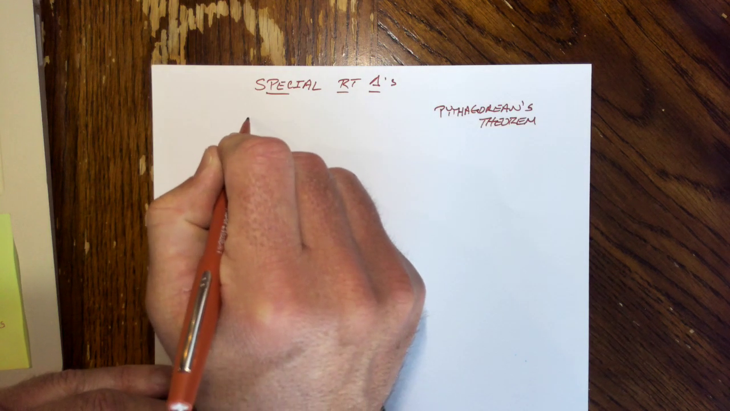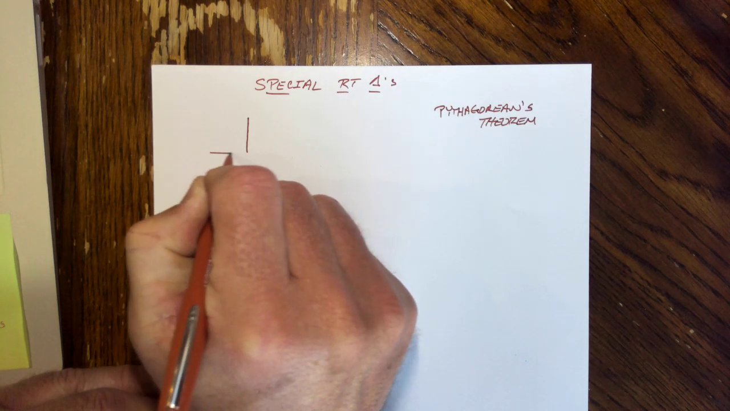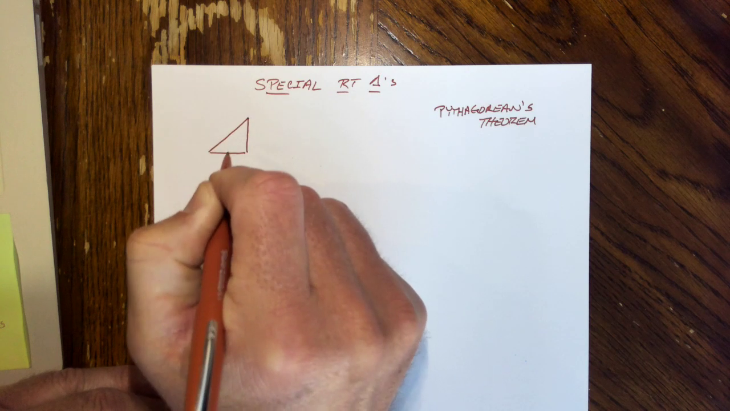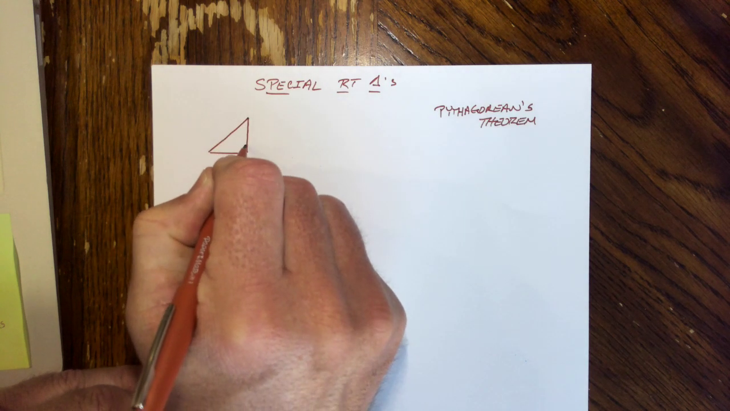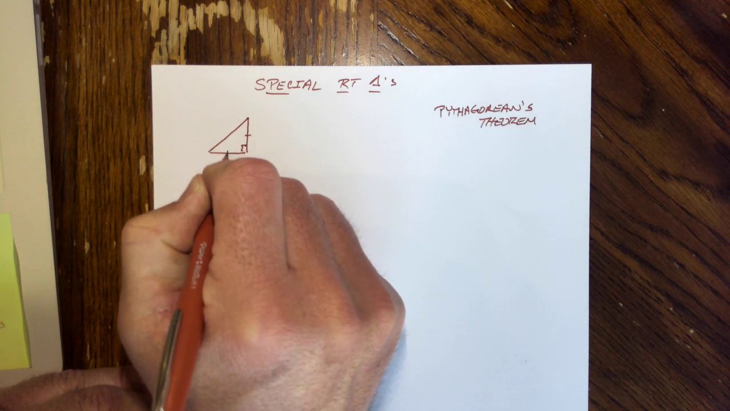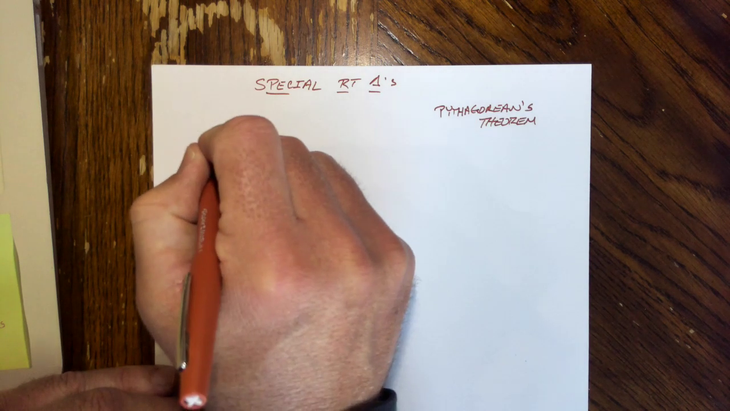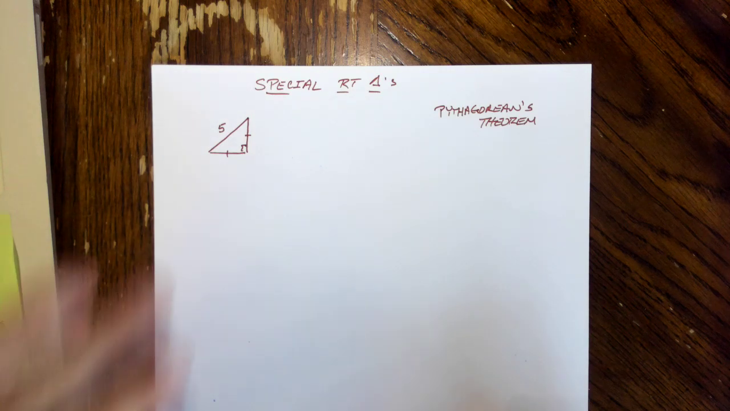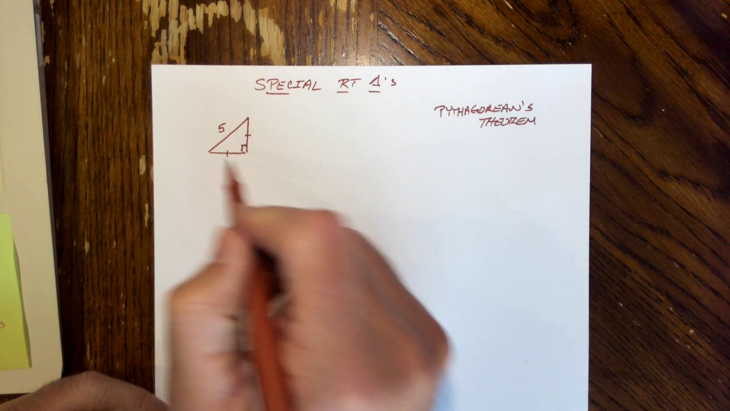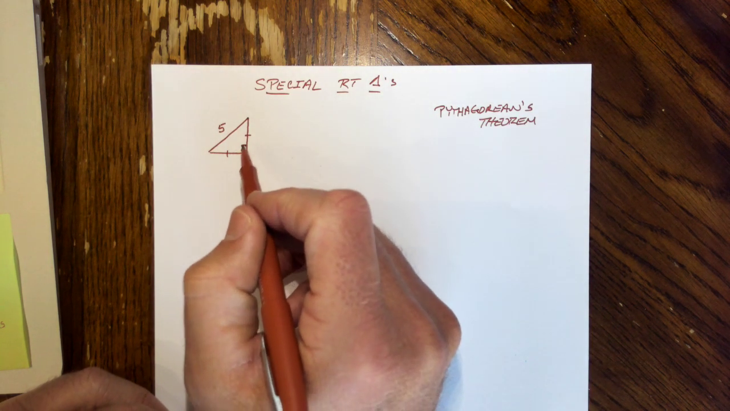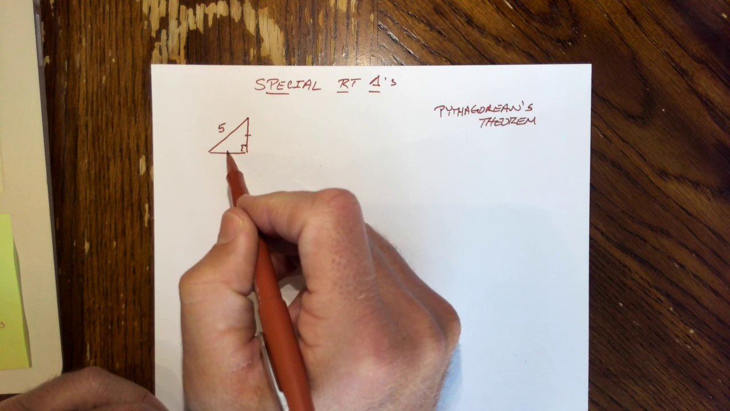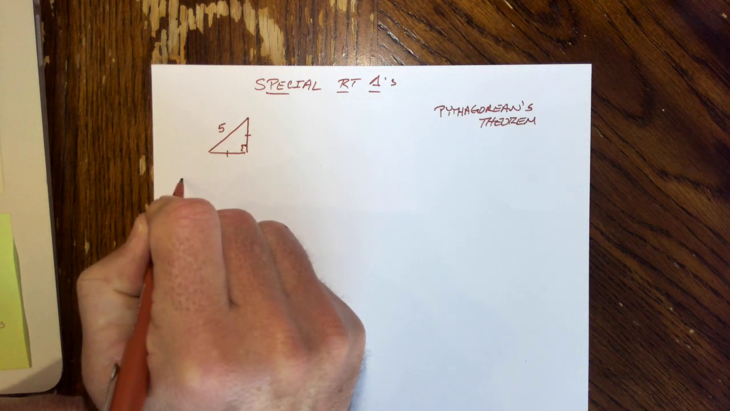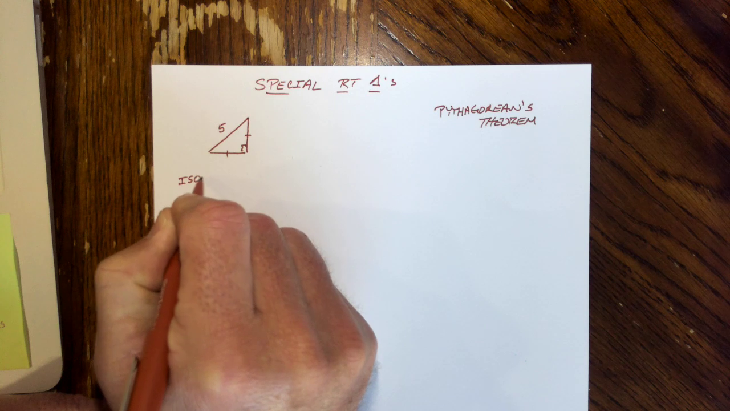So let's look here for a second. If I gave you a right triangle and I said this side and this side were congruent, and I said the hypotenuse is 5. First of all, what type of triangle is this? I know it's a right triangle, classified by sides. I have two congruent sides, so this would be an isosceles.